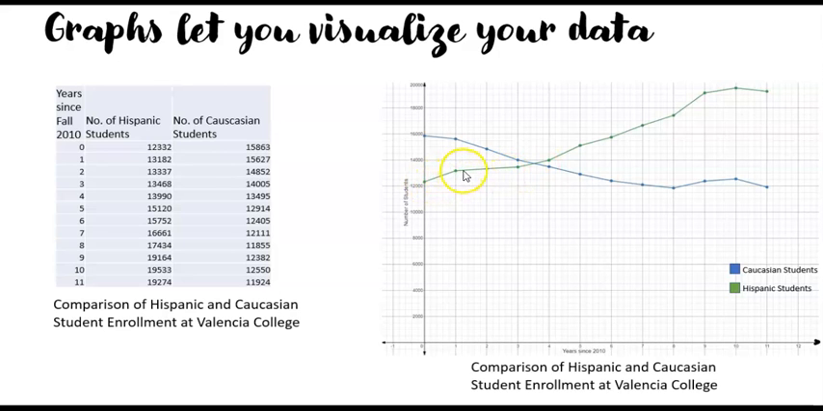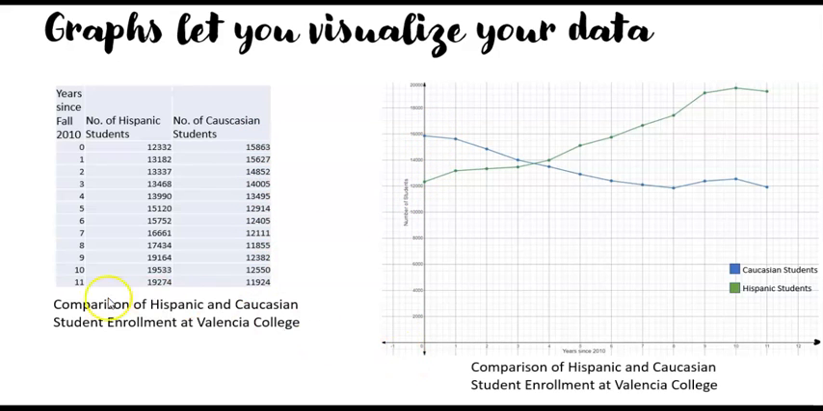You'll notice that there are 2 separate lines, a green line and a blue line. This is because on our table, we have 2 sets of data. The first set of data is the years since fall 2010 and the number of Hispanic students. This is represented by the green line. The second set of data is the years since fall 2010 and the number of Caucasian students. This is represented by the blue line.